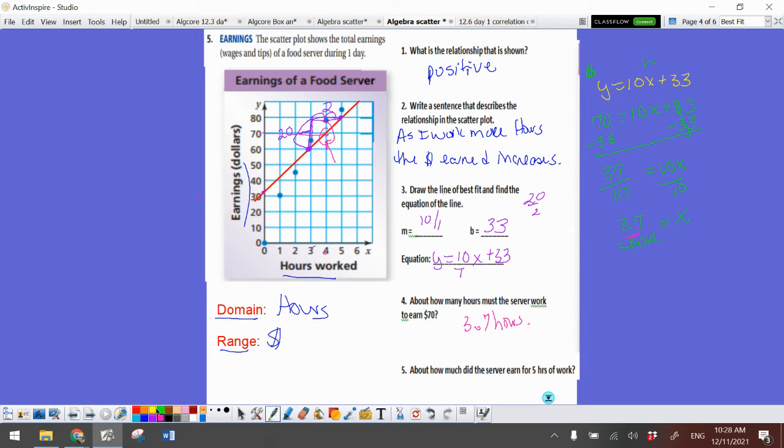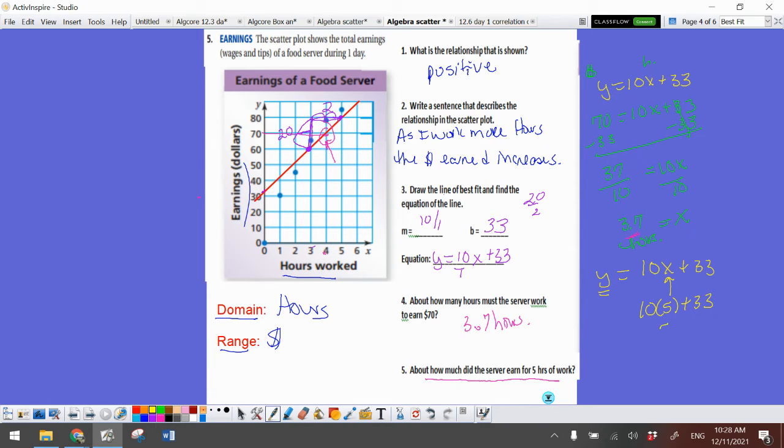Okay, that's a pretty good estimate. All right, now it says about how much did the server earn in 5 hours of work. So again, I'm going to use my equation, y equals 10x plus 33. Since I'm looking for the total money, this time I don't know this one, I know my hours. I'm going to substitute in my 5 for the x.